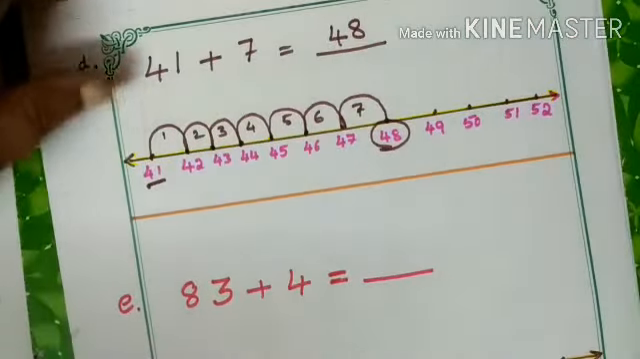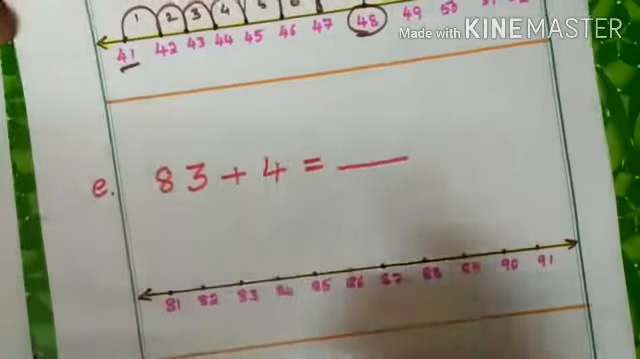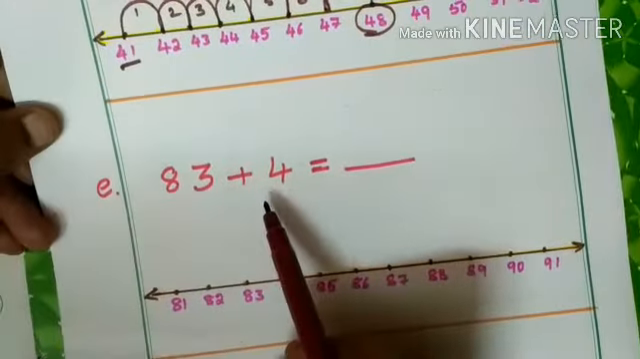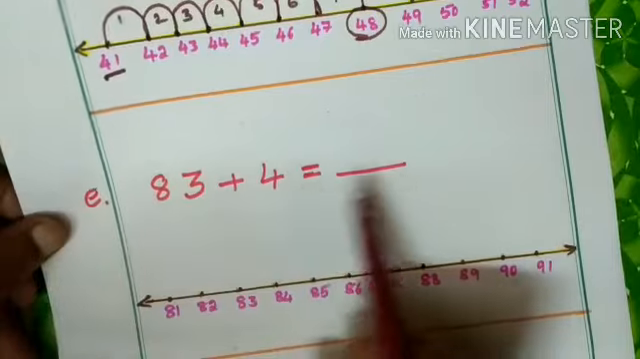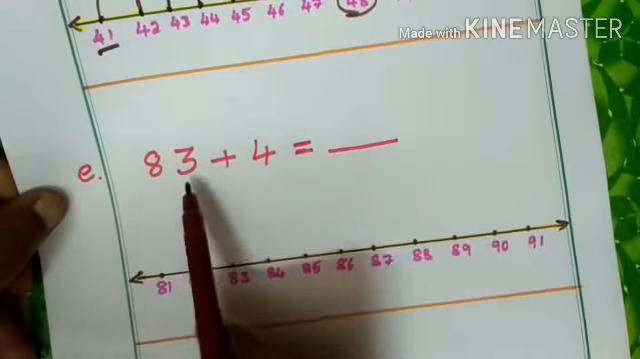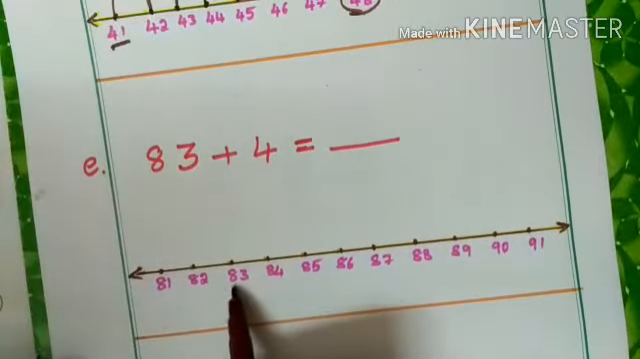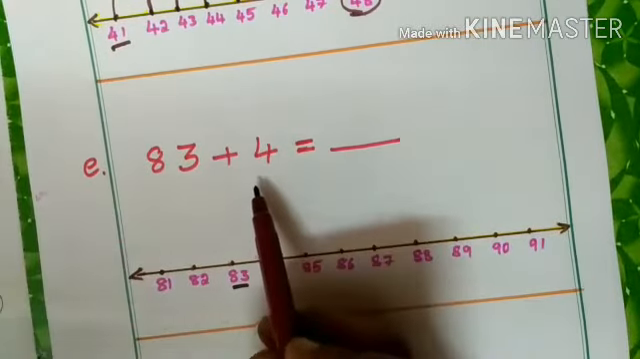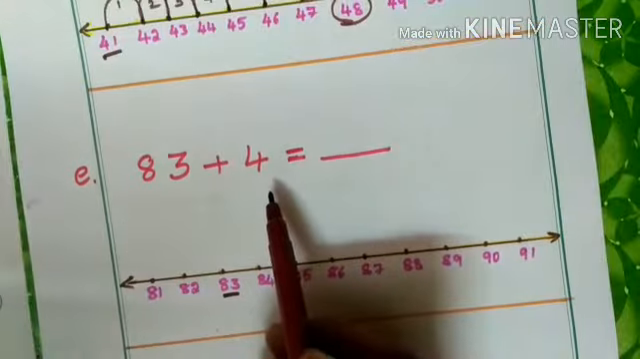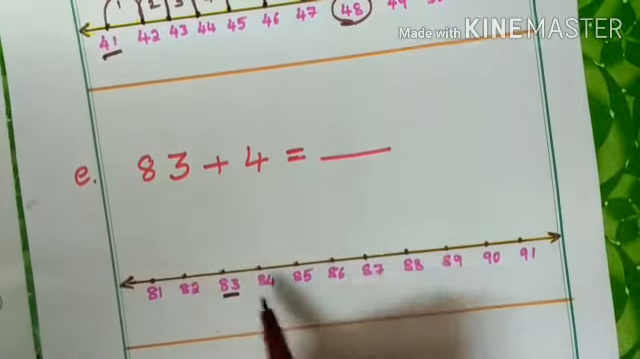Next sum is 83 plus 4. 83 plus 4, how much? Let us find out. Which is the first number? 83 is the first number. So mark it here. How many steps we should take forward? Yes, 4 steps we should take forward.